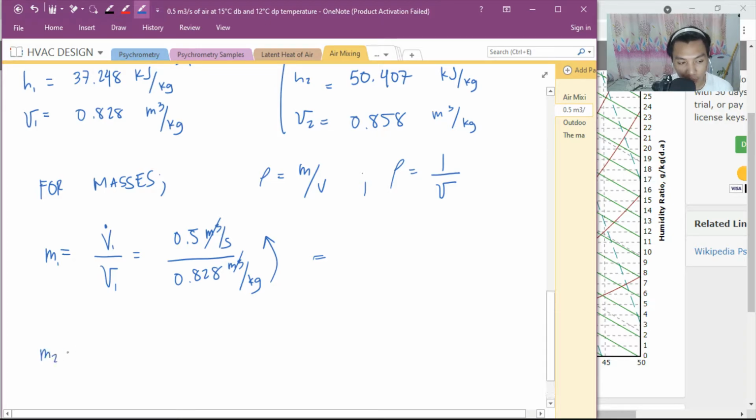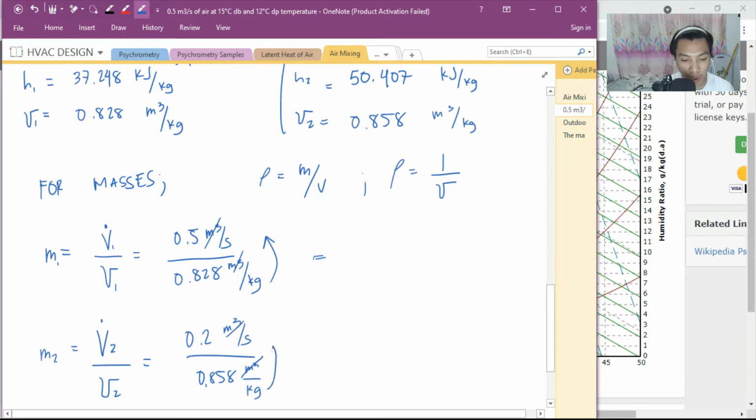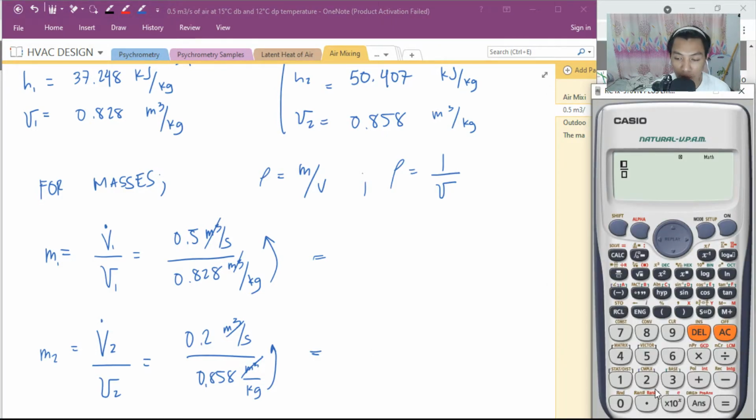Si M2 naman. That is the volume flow rate at 2 divided by specific volume at 2. The volume flow rate at 2 is 0.2 cubic meter in every second divided by 0.858 meter cube per kilogram. Cancel, natitira sa kilogram, maging kilogram per second. Now, meron na tayong mass flow rate. Then, we can calculate. So, that is 0.5 divided by 0.828.